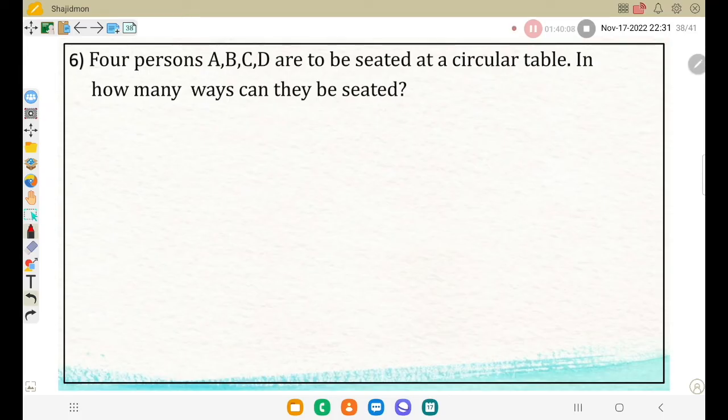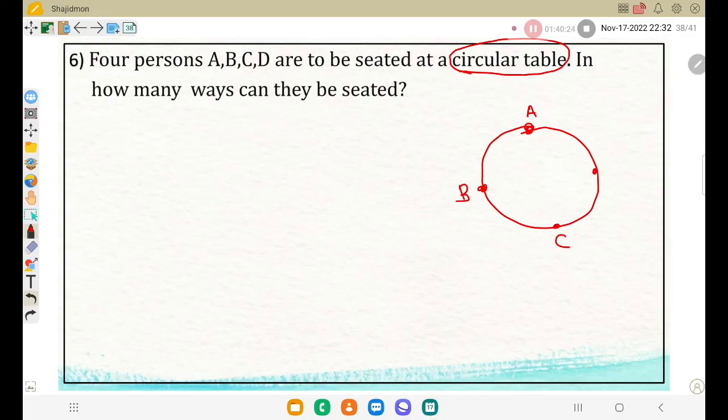What is the question? 4 persons A, B, C, D are to be seated on a circular table, circular permutation. We have a circular table like this. 4 persons, first is A, B, C and D, to be seated. How many ways can they be seated? That is the question. So how many persons are there? N equal to 4. Circular way.